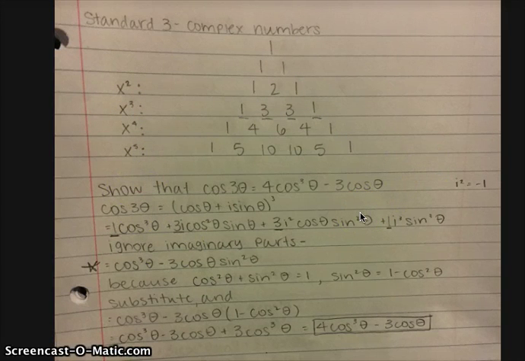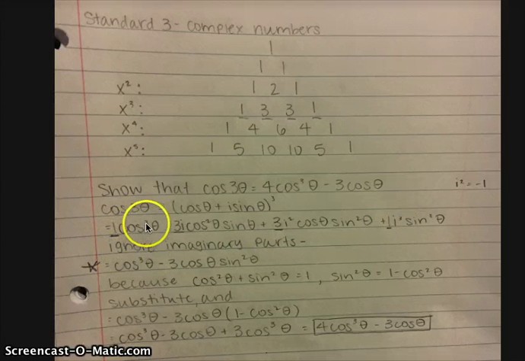Okay, so I wrote everything out first. So cosine of 3 theta can also be written as cosine of theta plus i sine of theta to the third power, which if you write out is this big thing. I underlined where I got the coefficients 1, 3, 3, 1 from the third row, because it's to the third: 1, 3, 3, 1.